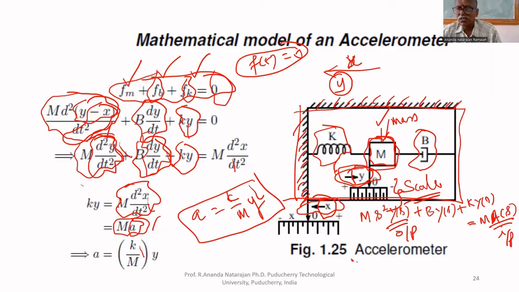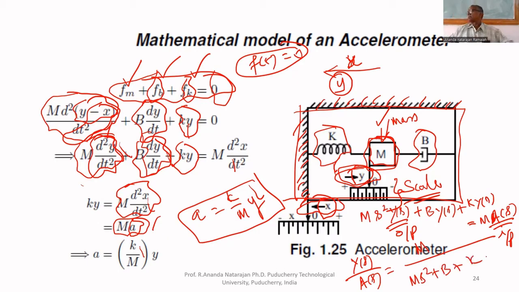Therefore, the transfer function is Y of s upon A of s equal to m upon m s square plus b s plus k. That's all. This is a dynamic equation. Here, acceleration is not constant. The acceleration is varying. Then the mathematical model is Y of s upon A of s equal to m upon m s square plus b s plus k.